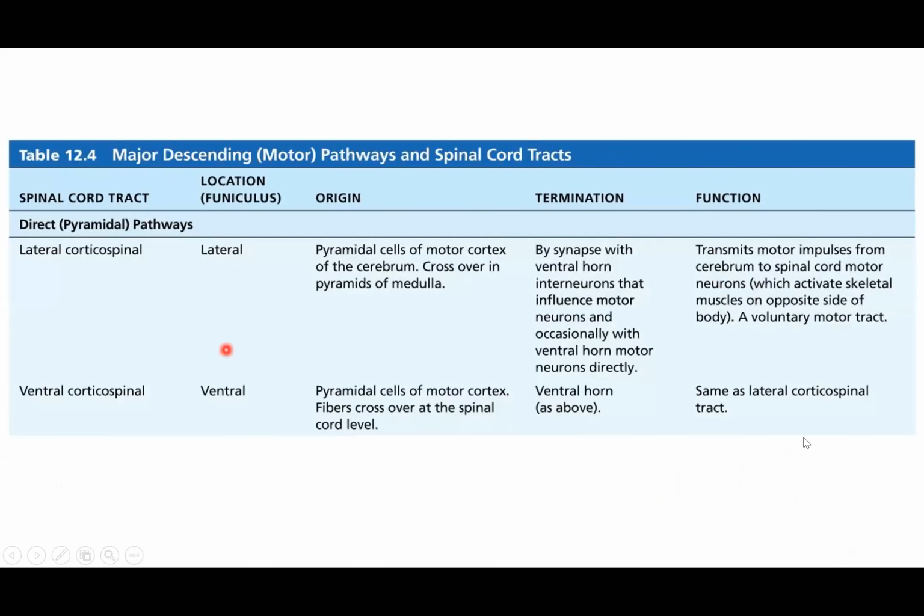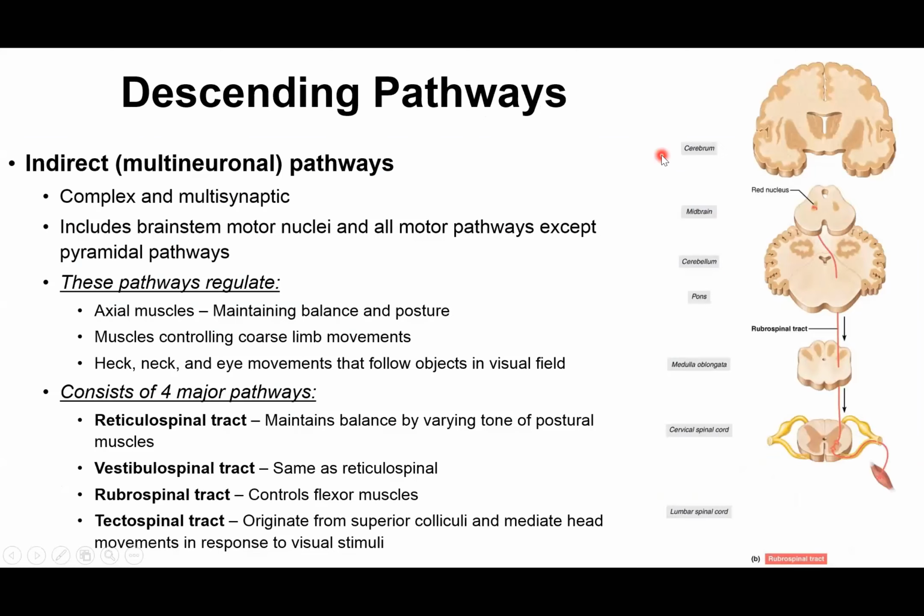So this is a summary table then of the direct pyramidal pathways. And then the last descending pathway that I'm going to talk to you guys about is the indirect pathways, and these are multineuronal. So these are really complex pathways, and they're multisynaptic pathways, meaning they involve a lot of different synapses, and they include the brainstem's motor nuclei and all the motor pathways except the pyramidal pathways.